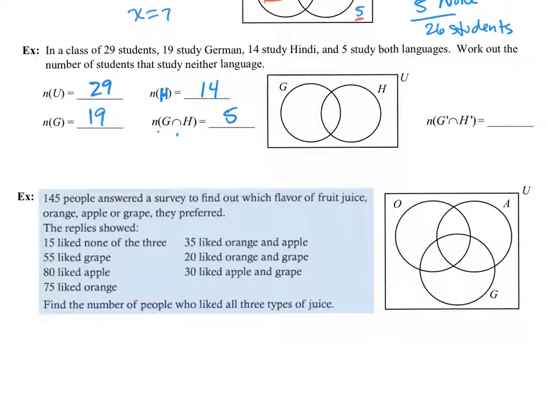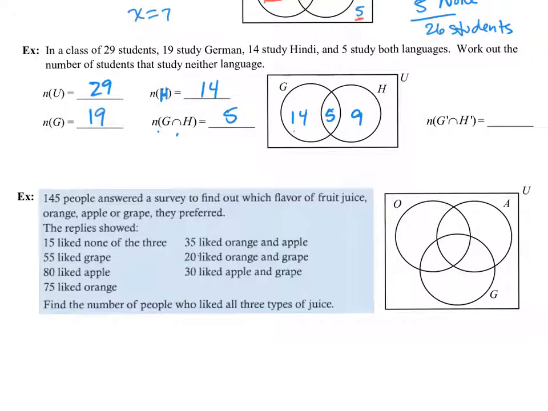Okay, so what we're being asked to find, let's go ahead and label our diagram. We know we have 5 students that take both languages. Okay, so that means if I have a total of 19 students that take German, 19 minus 5 is 14. So I have 14 that take German only. And then I'm going to take 14 minus 5 to get the number that take Hindi only, and that would be 9.